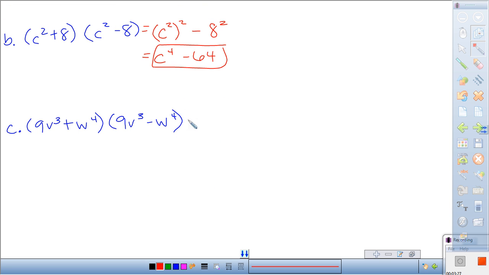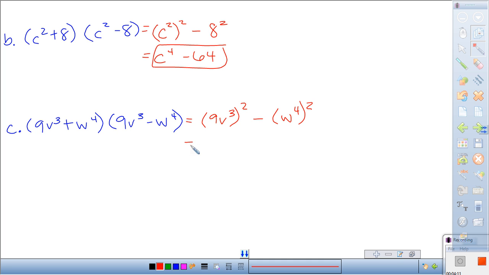Finally, let's try one a little more complicated. Again, I square the first term, so I have (9b cubed) squared minus square the second term, (w to the fourth) squared. Again, the reason we're doing that is because this is the difference of squares. The only time you can use this rule, the difference of squares, is when you're multiplying two binomials that have the same two terms, where you're adding in one and you're subtracting in the other, and you end up with the result of the first term squared minus the second term squared.